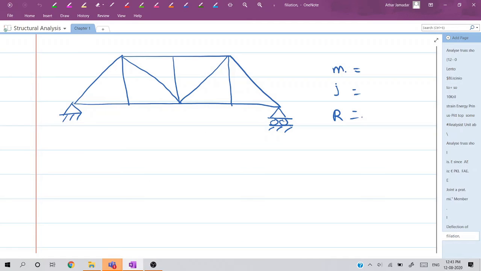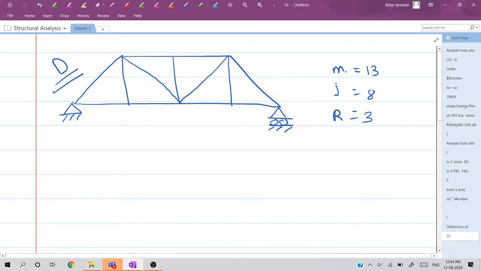M is equal to 13, J is equal to 8. What is R? R is equal to 3. Now if you take 2J minus R, so 2 times 8 is 16, minus 3, 13. So this truss is determinate. Here I will just write determinate. So this is an example of a determinate truss.